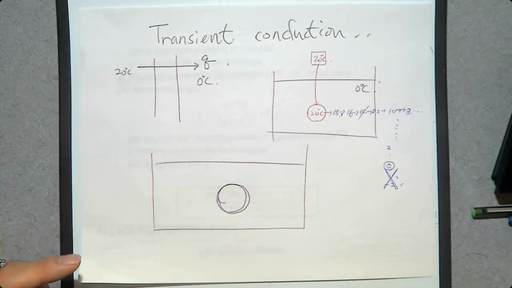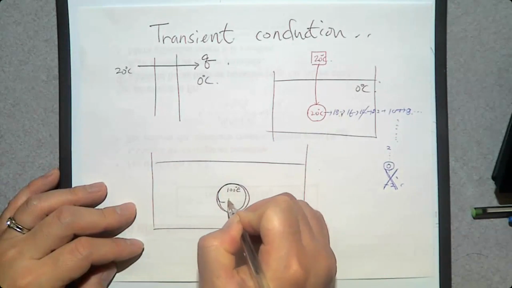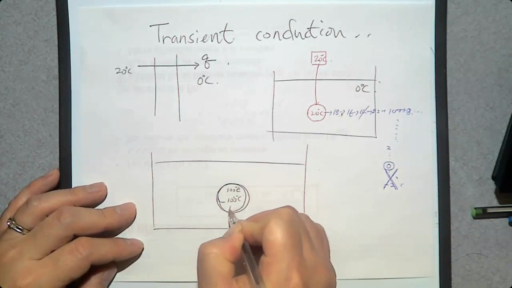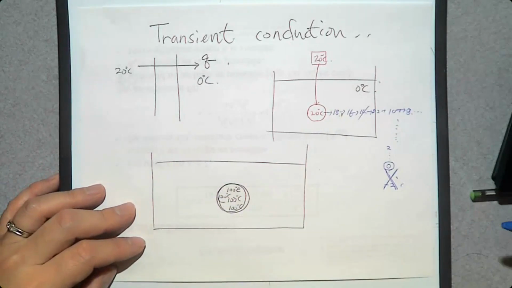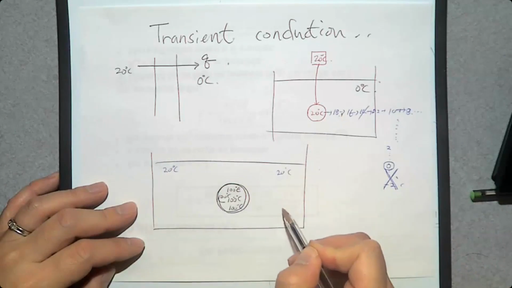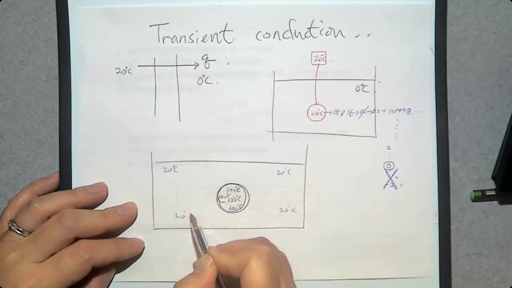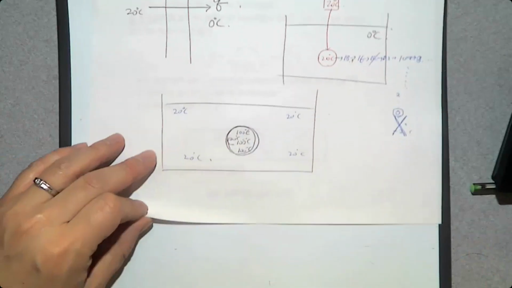Initially it is at 100 degrees Celsius, everywhere 100 degrees Celsius. The surrounding fluid is at 20 degrees Celsius. This is a transient problem.